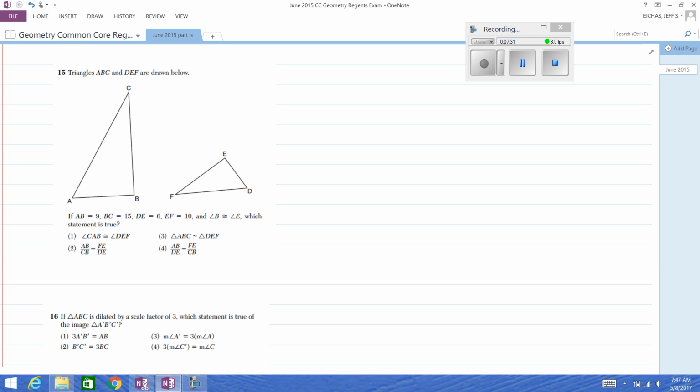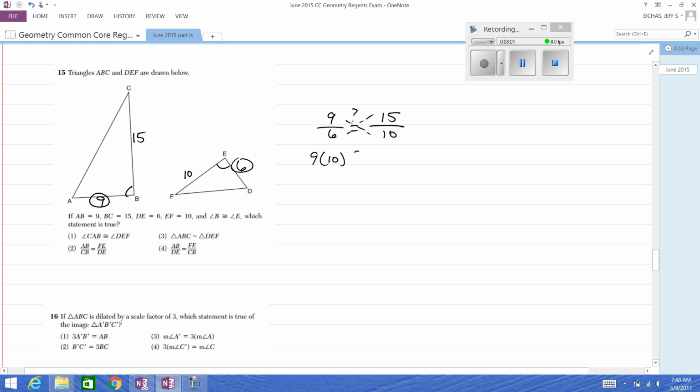All right, 15. If AB is 9 and BC is 15, DE is 6, EF is 10, B is congruent to E. All right, which statement is true? It looks like right now we could test this out. Is 9 over 6 equal to, make sure we're corresponding here, 15 over 10? We'll cross multiply, still a question mark.